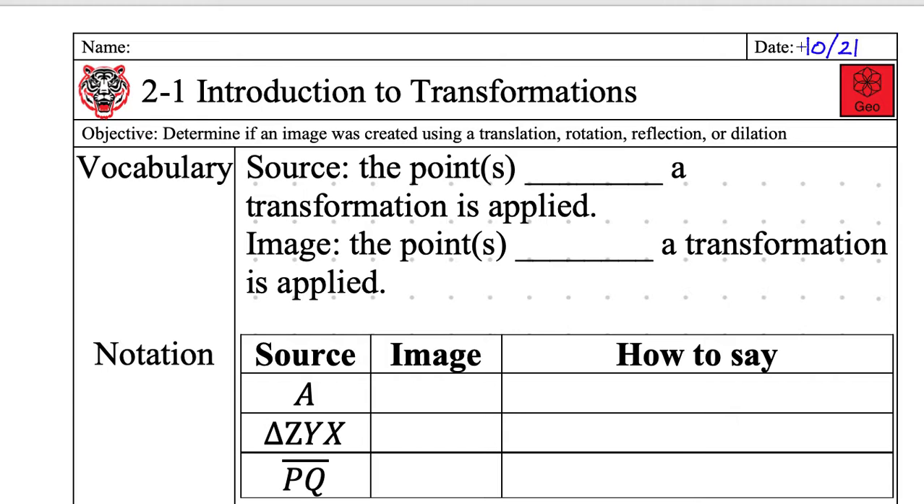There it is. Thank you. I'll take your card. All right, so we have some vocab to get us started.